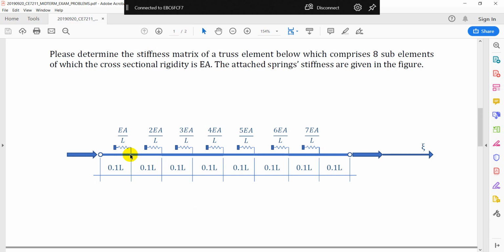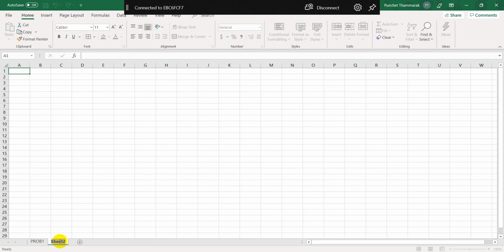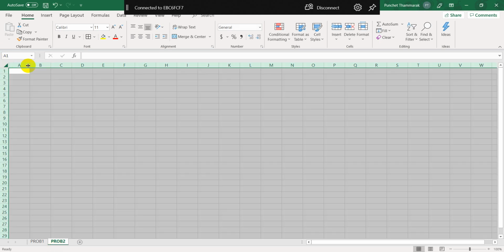So let's do it together. We have 1, 2, 3, 4, 5, 6, 7, 8, 9. 9 degrees of freedom, and we have in total 8 elements. 8 elements, 9 degrees of freedom.